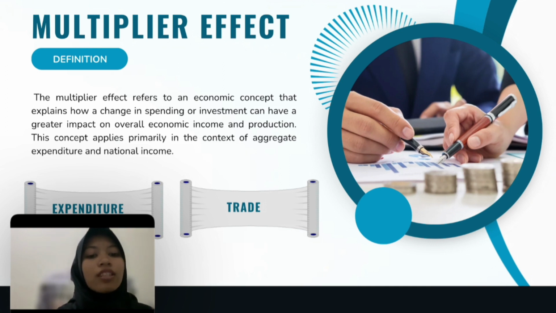On the other hand, the trade multiplier refers to the impact of changes in export and import on the national output level. Countries that experience increased exports will experience further economic growth due to increased international demand for their products.